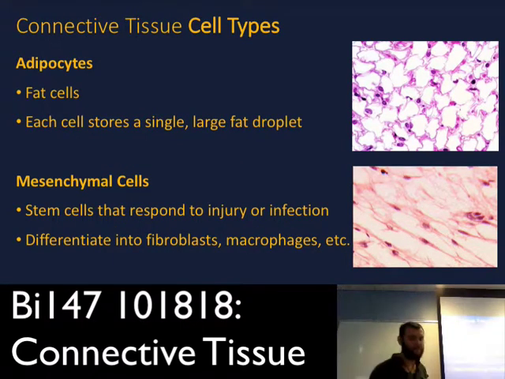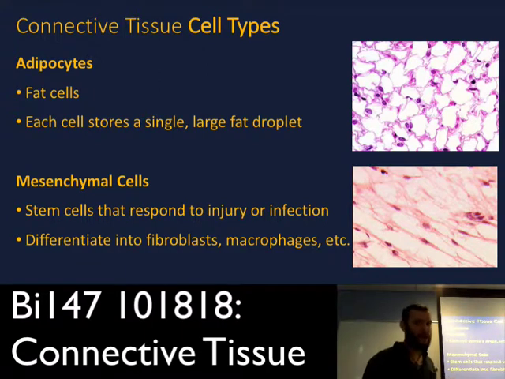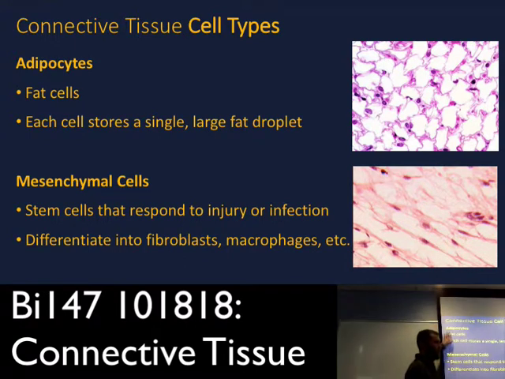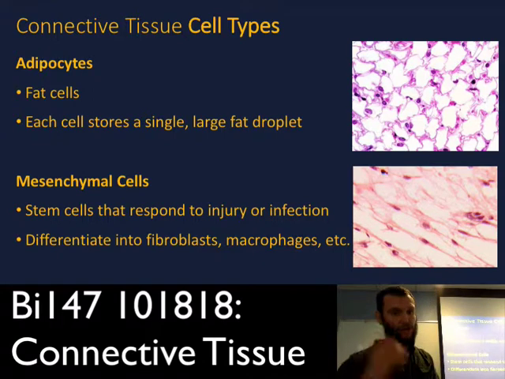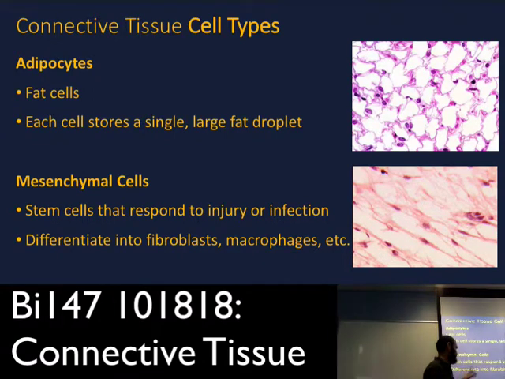So adipocytes, they're fat cells. Each of them stores a large fat droplet. We saw them in lab. I'm not going to go in depth than that. But when I talk about adipocytes, that's what I mean. Mesenchymal cells, these are cells that get mobilized when there's some kind of inflammation in the body, when there's some kind of injury or infection, and then they can differentiate into fibroblasts or other cell types.